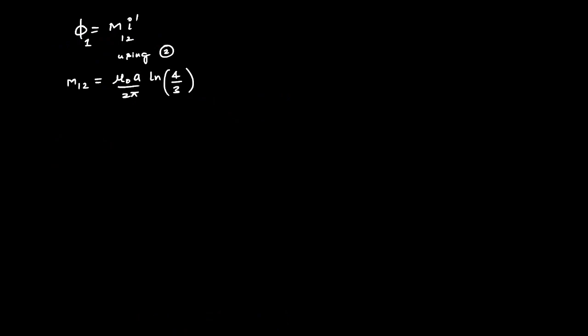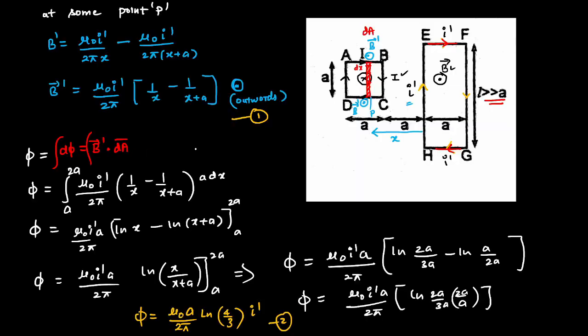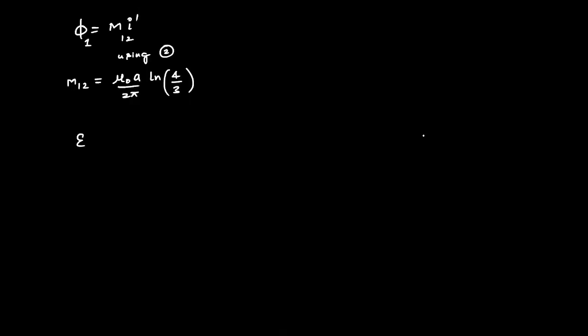Now once we are done with mutual inductance, what next? Now we will think of Faraday's law. Faraday's law says that the induced EMF in the secondary coil, which is the EFGH coil, we can think of as equal to M, the mutual inductance of the first coil in relation with the second coil, which is equal to the mutual inductance of the second coil with respect to the first coil. This we know from the reciprocity theorem. So we can say induced EMF is equal to M21 times di by dt.